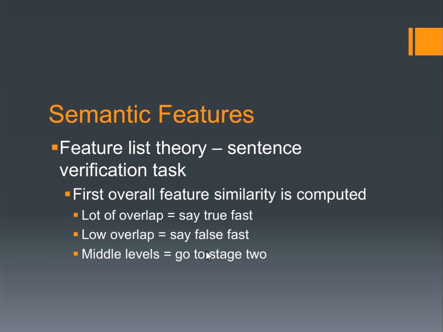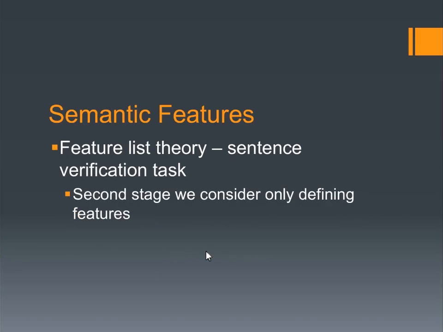If there's not very much overlap, if I said a robin is a fish, that is very low overlap, I would say false quickly. If it's somewhere in the middle, like an ostrich is a bird or a penguin is a bird, I'm kind of stuck because some of those important features don't match. So I would have to go on to what's considered stage 2 of processing.